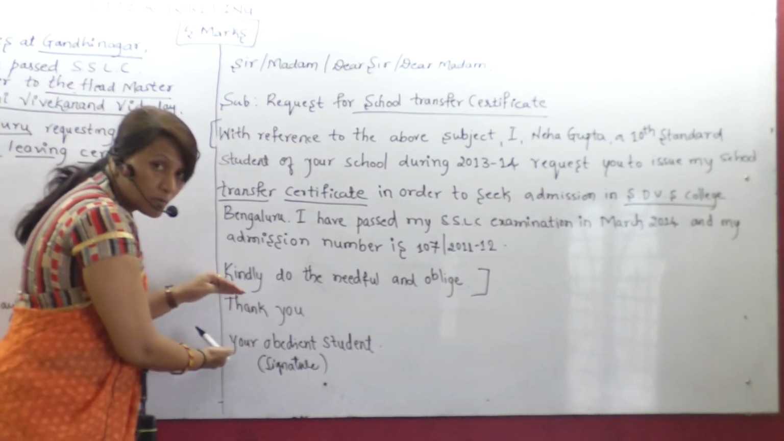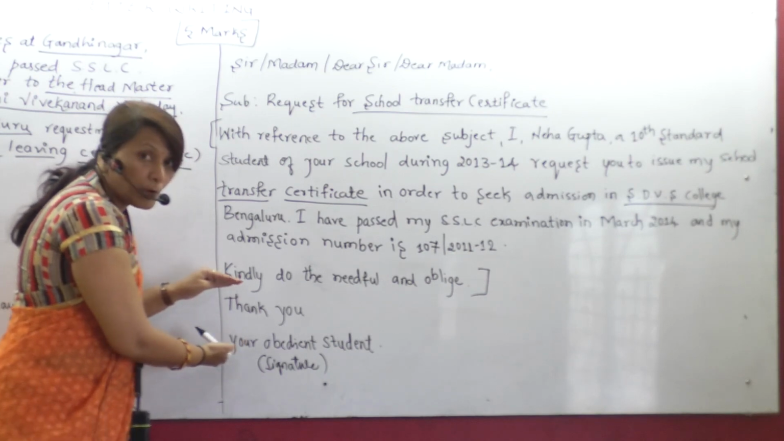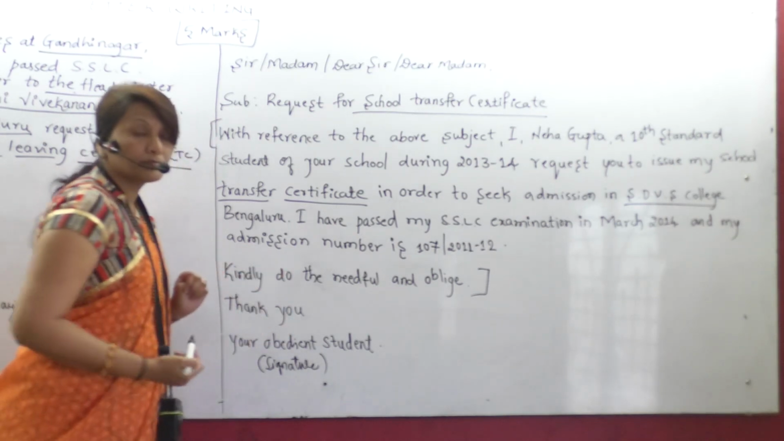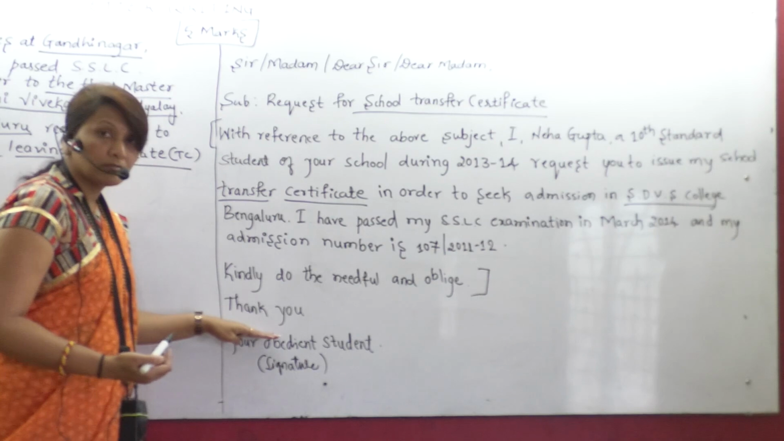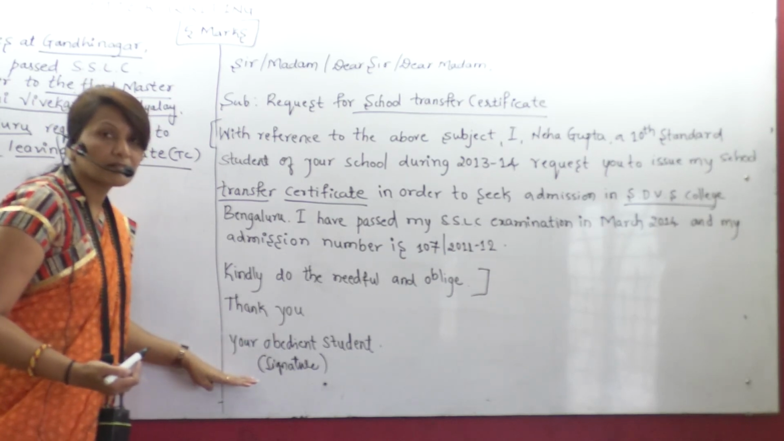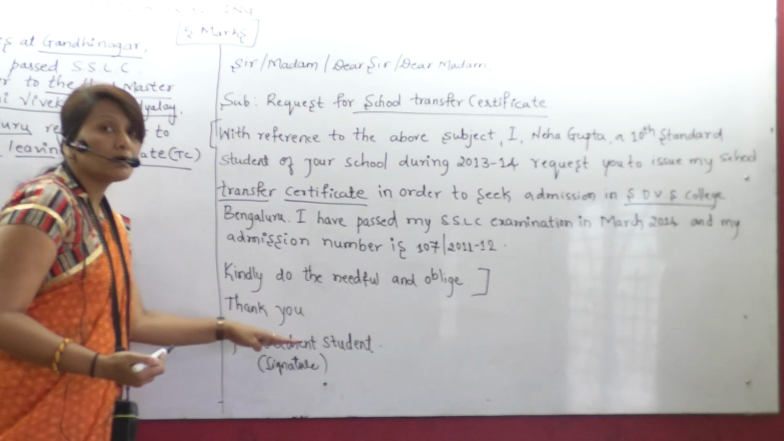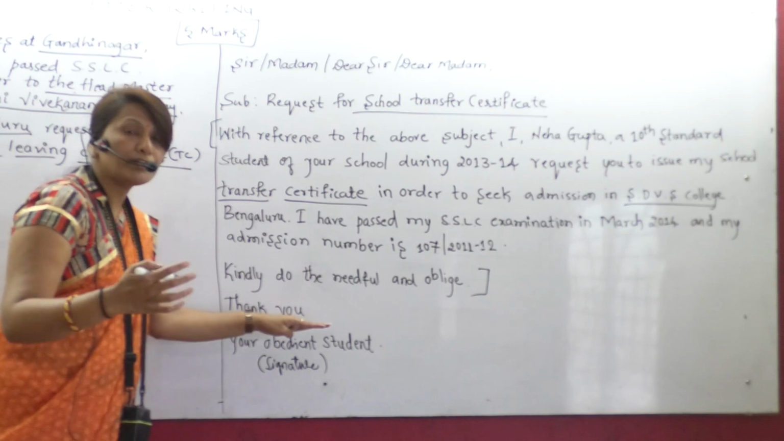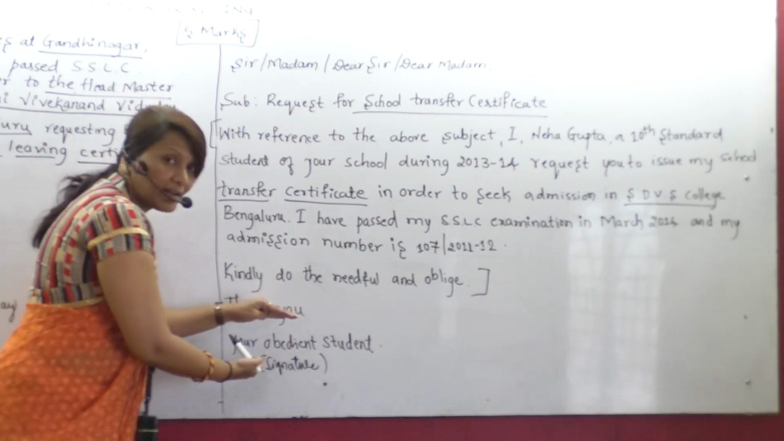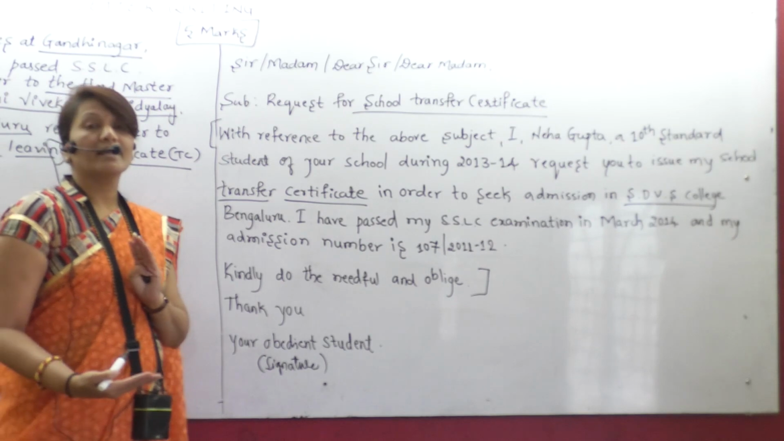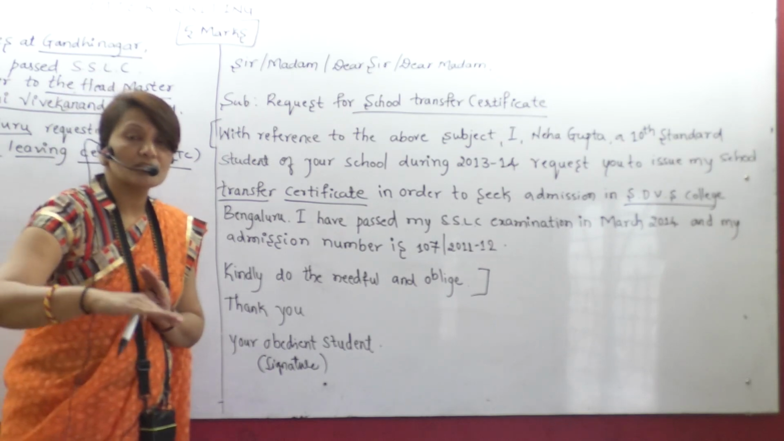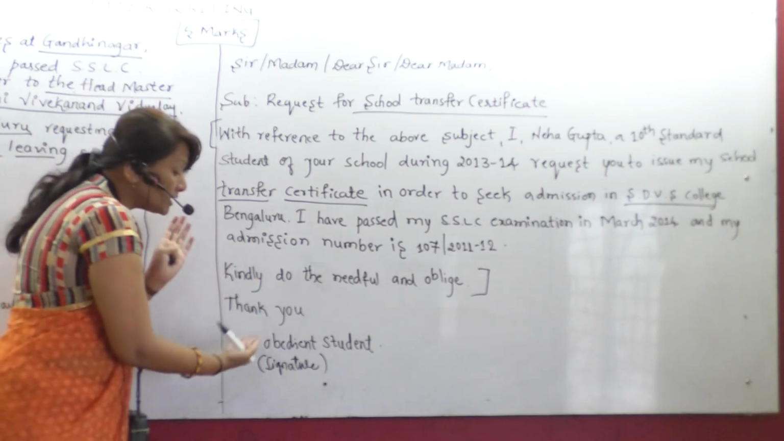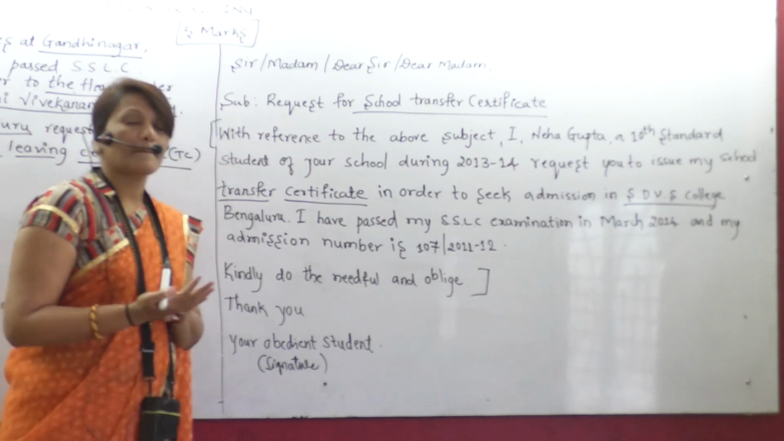In the complementary clause, the seventh point, you have to write thank you. After writing thank you, there come the respectable words like yours obedient student, yours faithfully, according to your convenience, you can write. And there comes what? The signature. Sixth point is the complementary clause, seventh point is the signature.